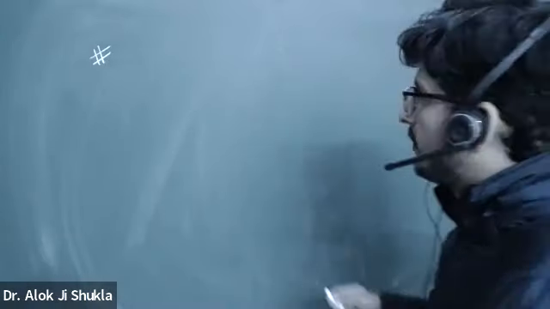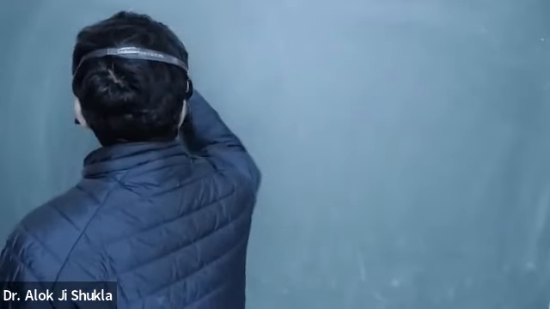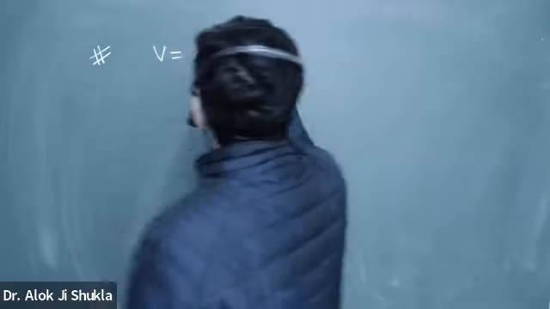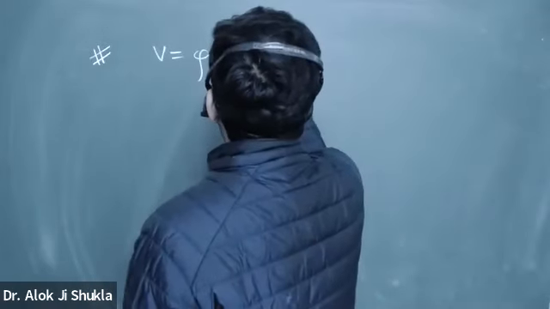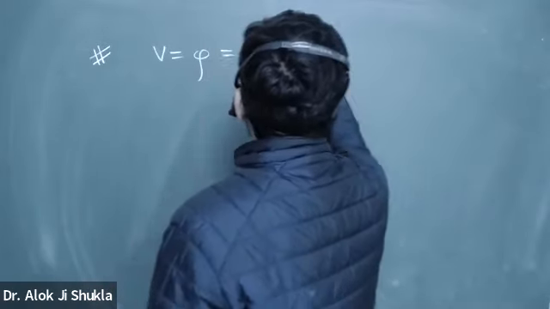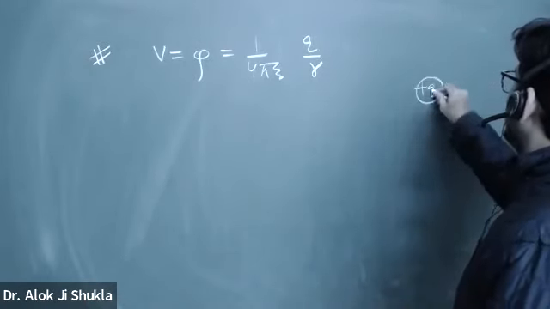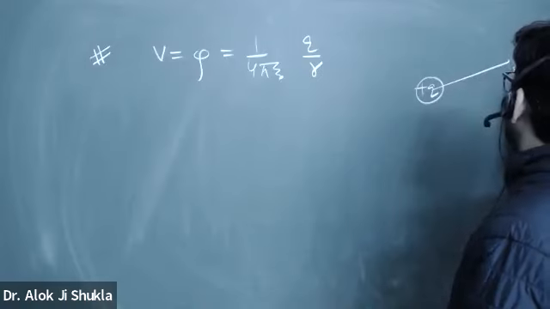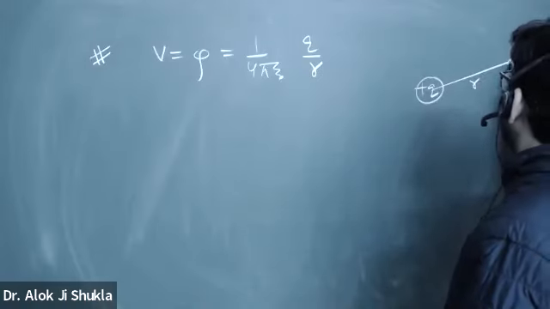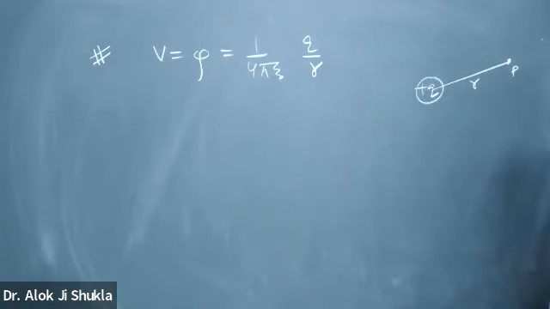We can draw equipotential surface also. Suppose we have a potential V is equal to, और phi से भी represent करते हैं potential को, 1 by 4 pi epsilon naught Q by R, due to a point charge Q. We have a potential at point P at a distance R.